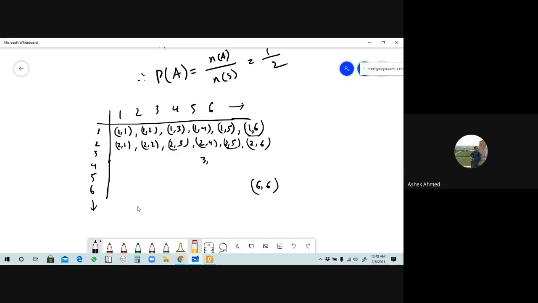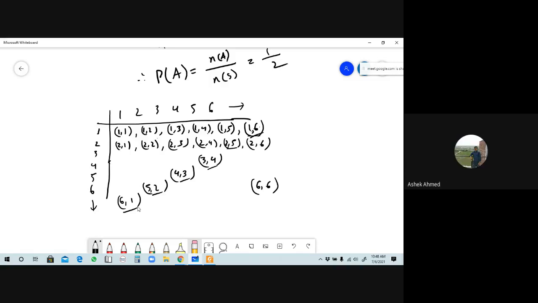Then for the next row, the outcome will be 3,4. Then 4,3. Then 5,2. Then 6,1. Okay, these are the outcomes whose sum will be 7 here. Understand? Tell me how many outcomes here? 6.